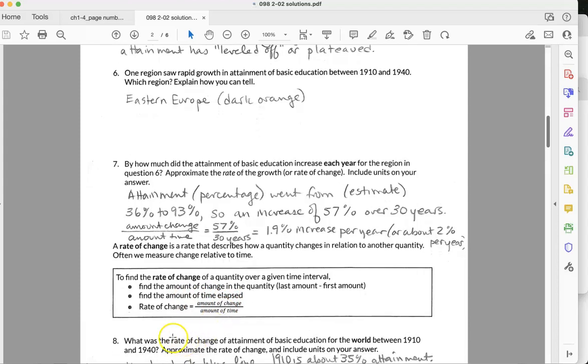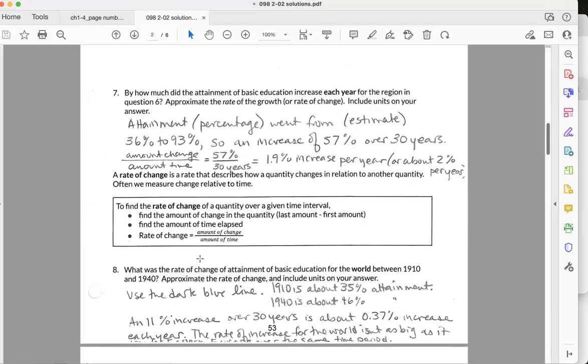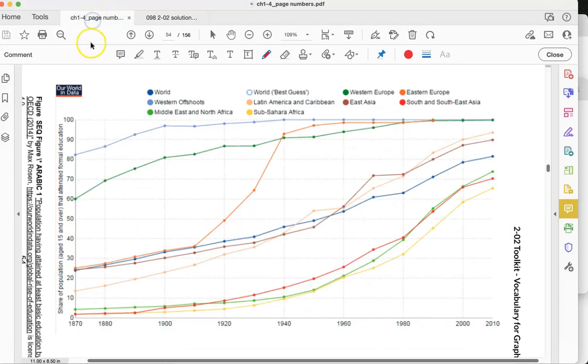So now go through the same process again, but for the world between 1910 and 1940. So if we look at our graph for the entire world, and I think I said to use the dark blue line. So if we use the dark blue line, this is the world average. Between 1910, looks like we're about at 35%, maybe just a smidge lower than the orange one was, so 35%. And then in 1940, I'm going to estimate it's about 46%. So there was an increase, it just wasn't as dramatic.